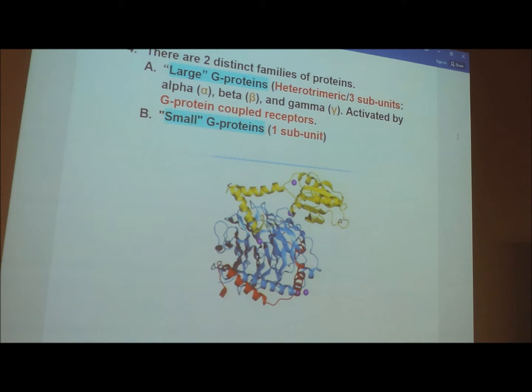There are two distinct families of G-proteins. One kind is called large G-proteins. The other kind is called small G-proteins. The large and small size come from how many subunits they have. The large protein has alpha, beta, and gamma, all three subunits, and therefore they're called heterotrimeric. That means three different kinds of subunits. The smaller ones have only one subunit.